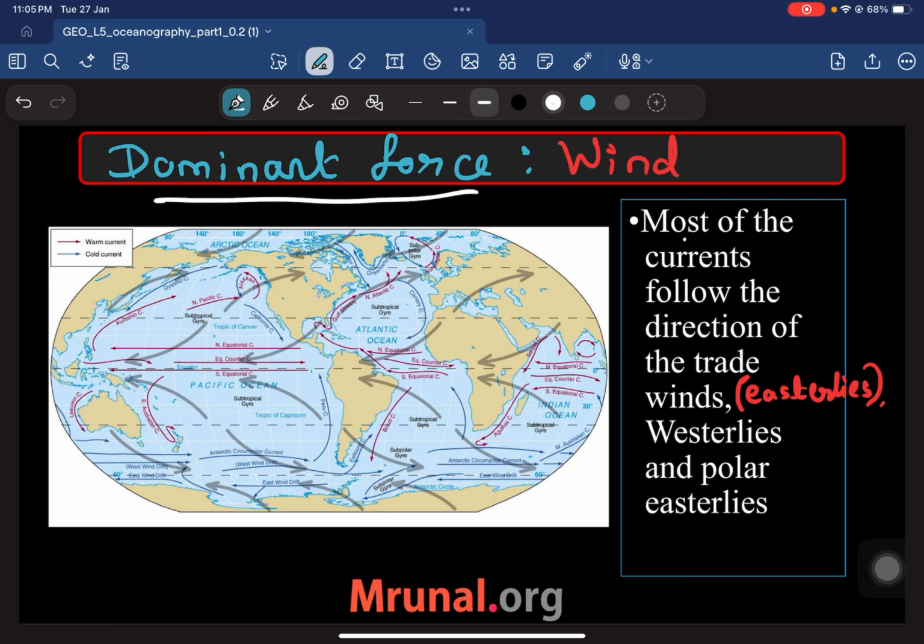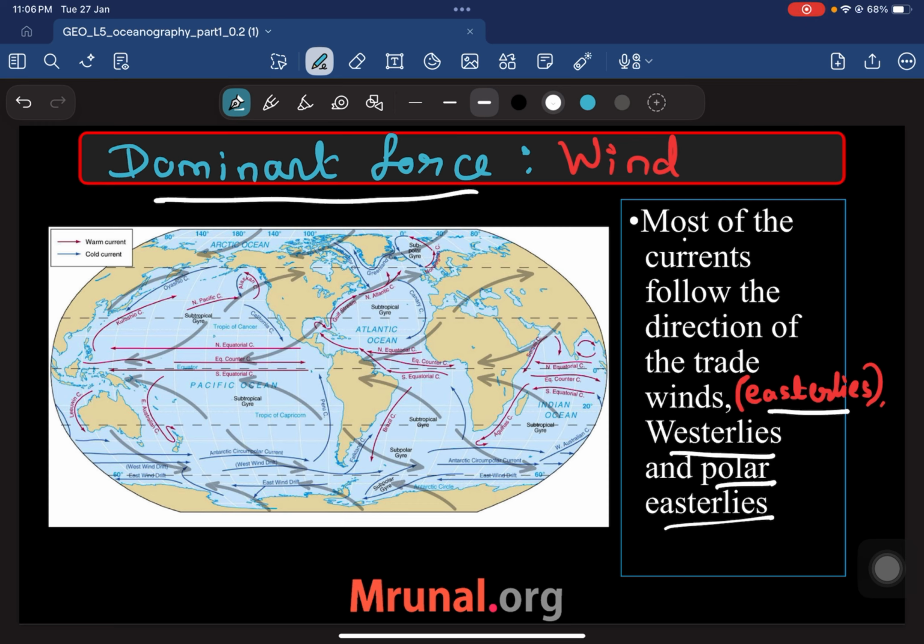Most of the currents follow the direction of trade winds. These trade winds means easterlies, westerlies, polar easterlies. What are these trade winds or easterlies, westerlies, polar easterlies? It means winds. What is the meaning of wind? Horizontal movement of air is called wind.